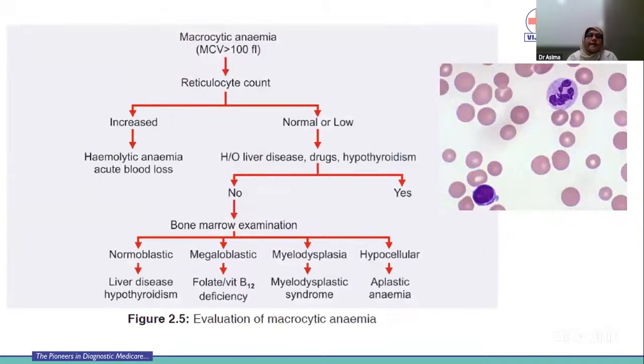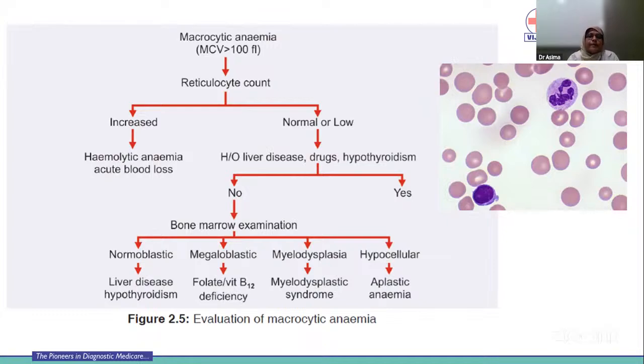The macrocytic anemias, again the importance of retic count. If it is increased, then it may be hemolytic anemia or it may be due to blood loss. Then if retic count is normal or low, then it can be any involvement of the liver or the drug involvement. It may be there in hypothyroidism also, where we see a normal or a low count.